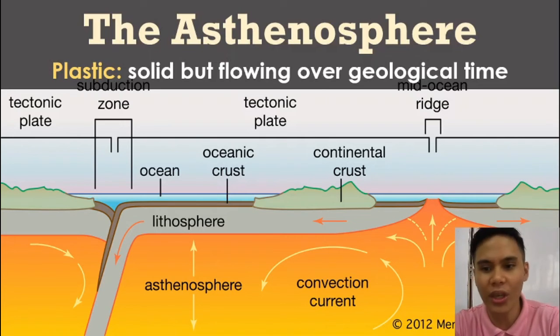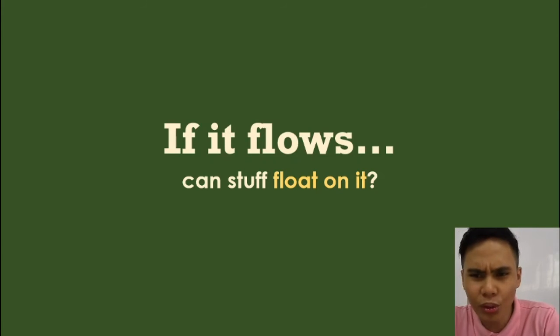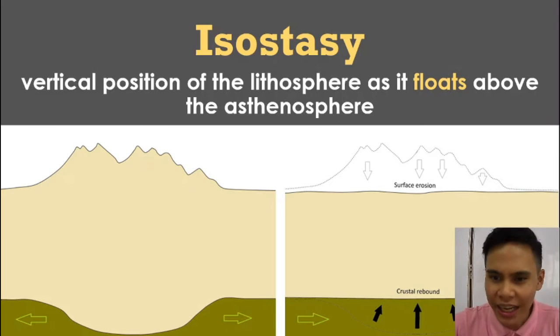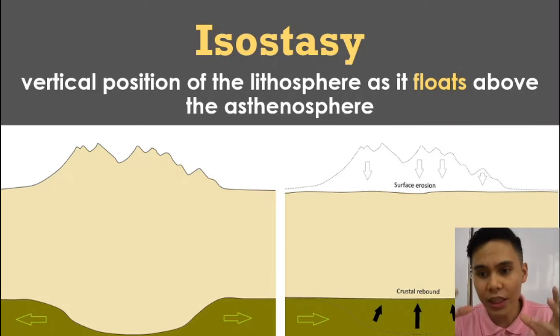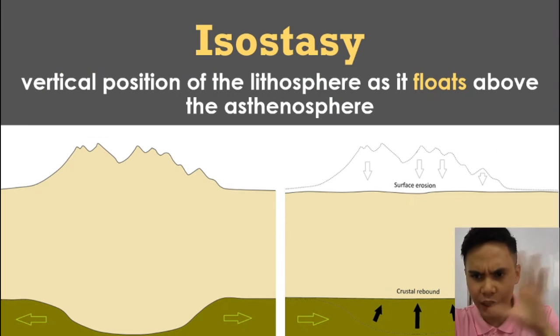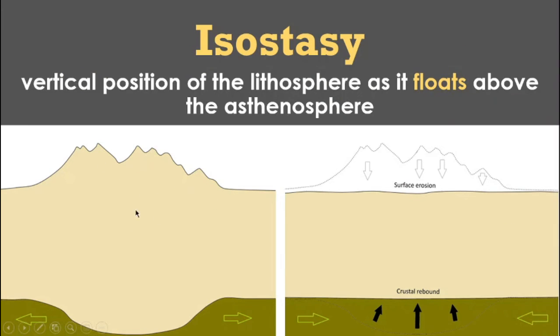As you can see in this image, there's currents. So if it flows, can stuff float on it? The answer is yes. And in fact, there's a term for it. There's isostasy. It's how much the crust or the lithosphere floats on top of the asthenosphere. Again, isostasy, how much it floats above the asthenosphere. You can see in this diagram, when there's a mountain on top of the asthenosphere, it tends to bend the asthenosphere, making a thick crust. When that mountain starts to get eroded or broken down, then the mantle rebounds and the crust turns relatively the same thickness as the rest of the crust.